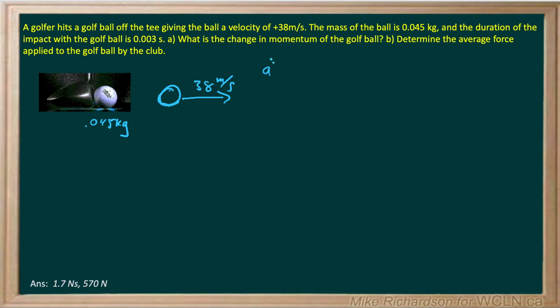So question A, we want to find the change in momentum. Well, since momentum is mv, change in momentum will be mass times change in velocity. Again, we have to watch our signs. Now, the golf ball was not moving initially, so my initial velocity was 0 for that golf ball. And as a result of that impulse, as a result of that collision, its final velocity ends up being to the right, positive 38.